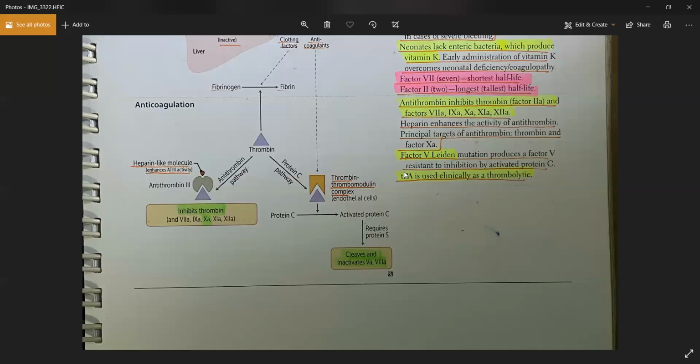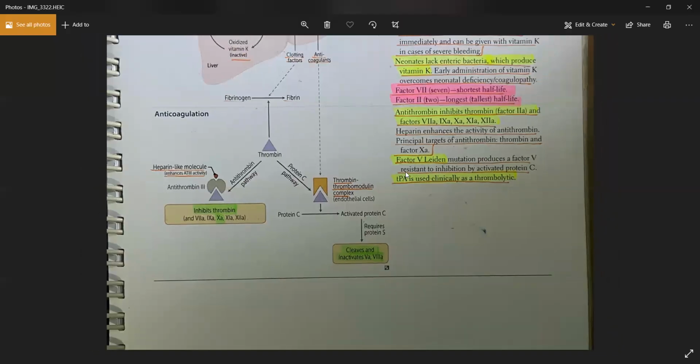TPA can be used as a thrombolytic because you guys know that TPA will activate the plasminogen into the plasmin, which will convert the fibrin into the D-dimers, right? So very important to note. But just remember the factor 7 has the shortest half-life, and the factor 2 has the longest half-life. Step 1 can ask you these facts also.